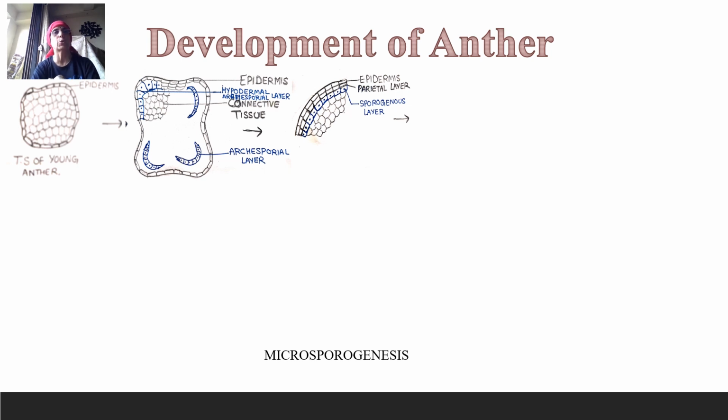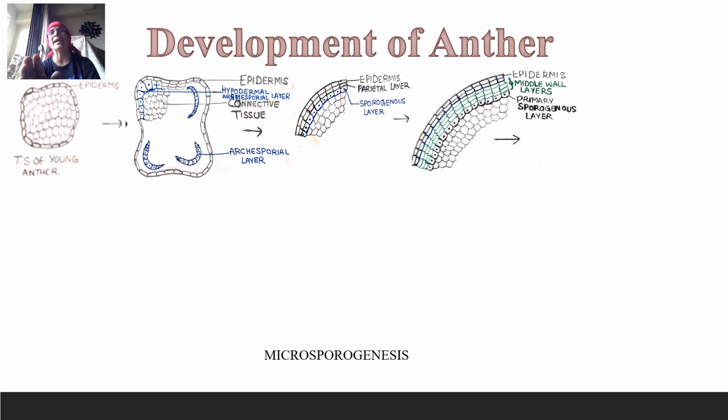Mind it, students, the sporogenous layer does not divide any further, while the parietal layer divides periclinally. Can you see parallelly located cells here? These periclinal divisions, one after the other, form 4 to 5 layers. These layers of cells which are parallel to each other are called middle wall layers. So now how many layers are there? Outermost, the protective layer, the epidermis. Just below the epidermis are our middle wall layers, 4 to 5, and inner to that is the primary sporogenous layer.